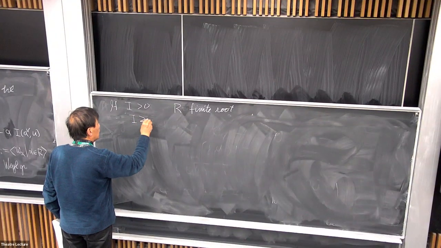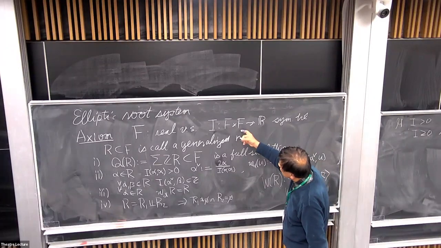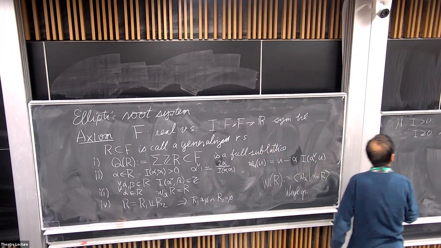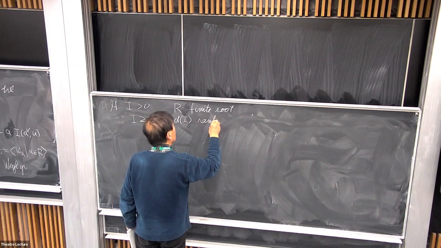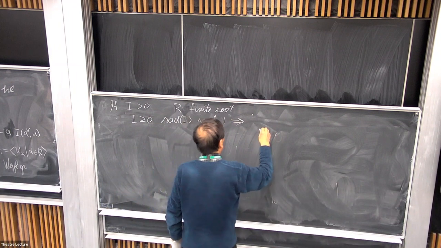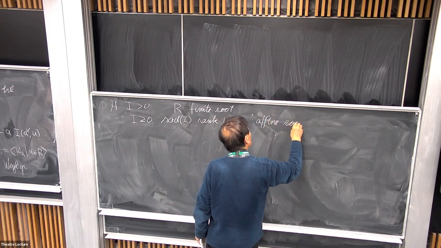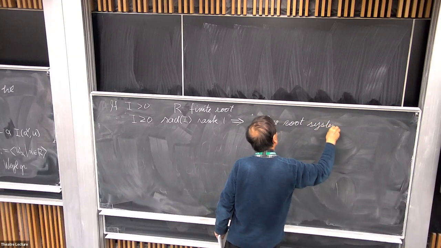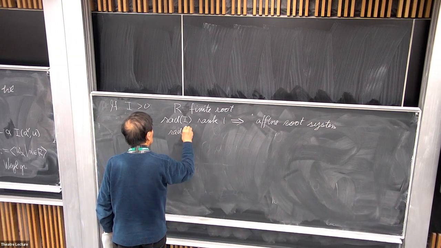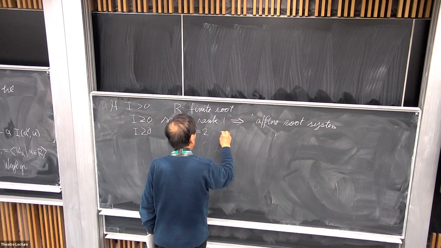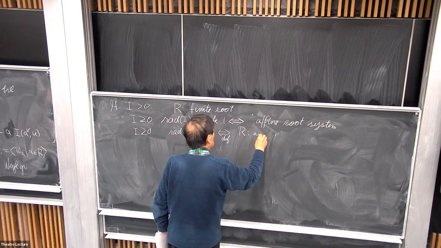If I is positive semi-definite and the space of the radical, that means the subset of F which is perpendicular to the total space, has rank one, then it is automatically an affine root system in the sense of Macdonald. Then, if I is positive semi-definite and the radical has rank two, then this is the definition: R is called an elliptic root system.